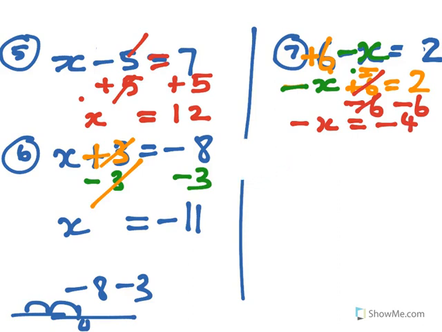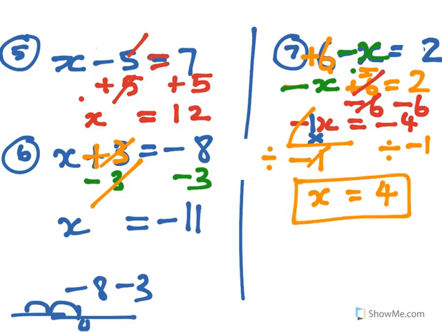Okay, I'll just get rid of this one. And then that's a minus 1 there, and there's a times in there. The opposite to timesing by minus 1 is to divide by minus 1. So I divide by minus 1 on both sides. The x's cross out, the minus 1's cross out, and the minus 4 divided by minus 1 is 4.